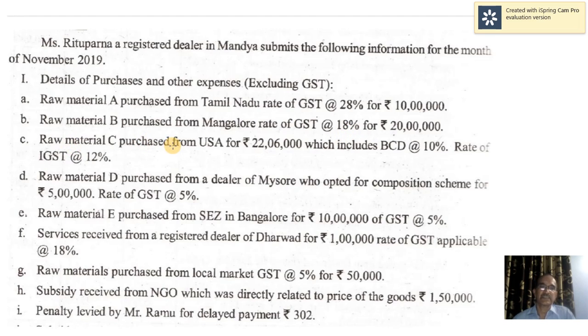The raw material purchased from USA for rupees 22,06,000, which includes BCD 10%. Rate of IGST is 12%. So even here, the price should include BCD but not IGST. So this is the right value that we have to take. But this is from USA. It is import. So IGST has to be calculated at the rate of 12%. Raw material D purchased from a dealer of Mysore who opted for composition scheme, rupees 5 lakh. Okay.